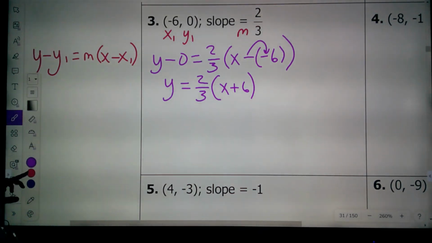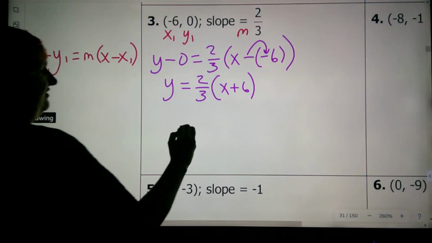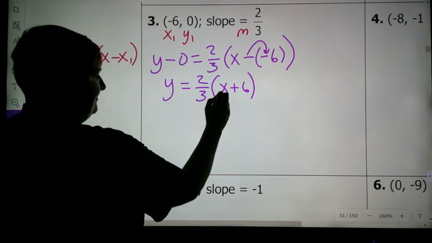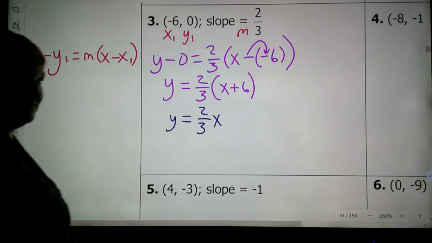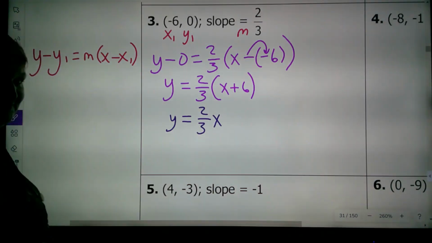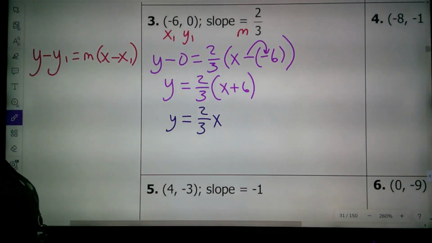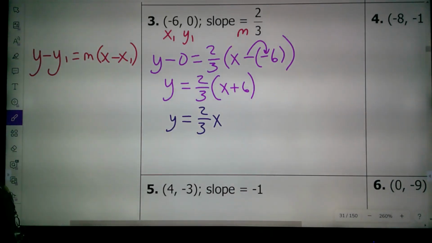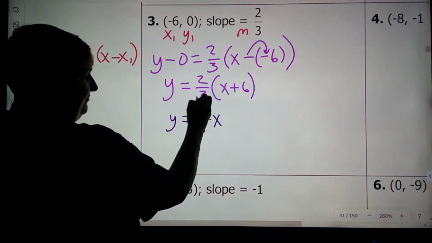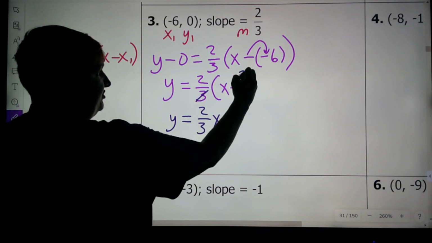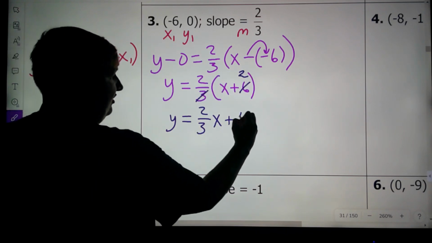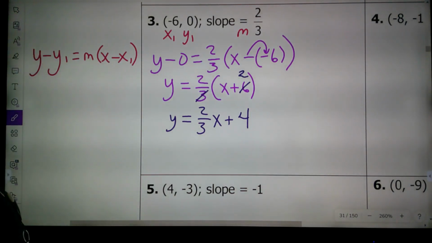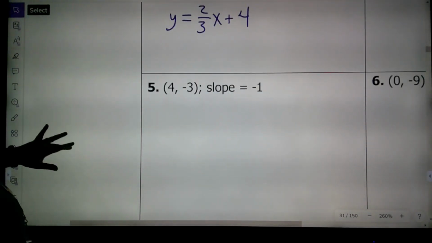Now we're going to distribute. 2 over 3 times x is 2 over 3x. It's okay that it's a fraction. It's our slope. We want it to be a fraction. 6 divided by 3 is 2. 2 times 2 is 4. That's it. Done. Rewind it and watch it again.